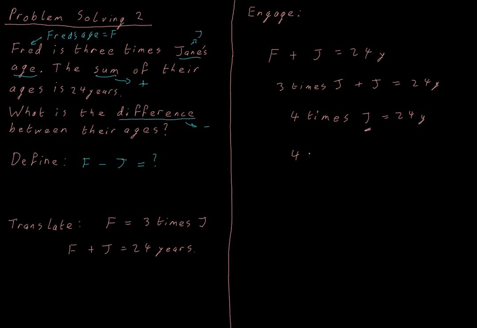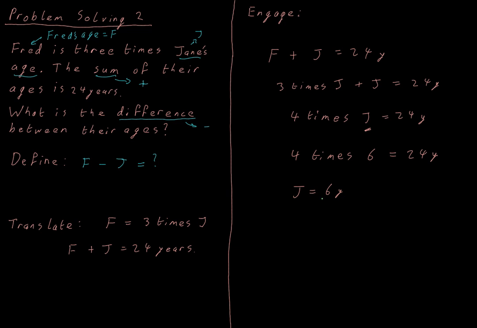So 4 times 6 would be equal to 24 years. So what does that tell me? That tells me that Jane's age must be equal to 6 years. Jane is 6 years old.